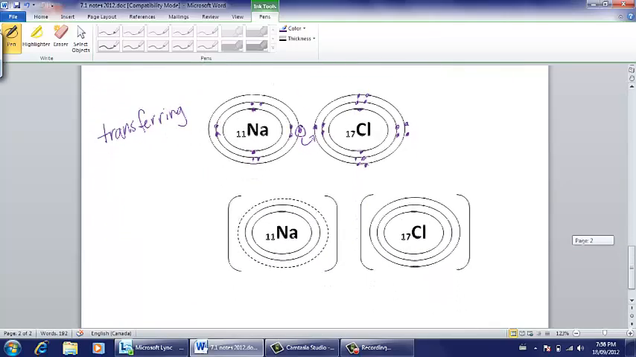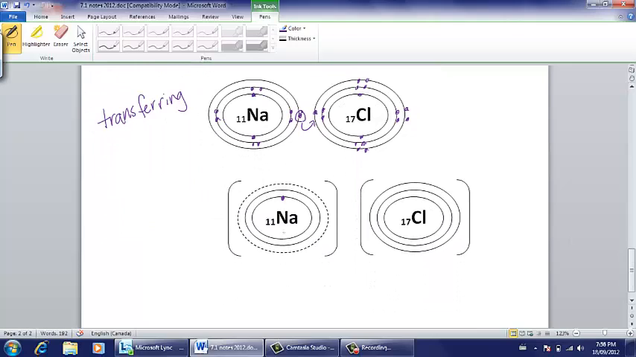The result is a sodium atom, which has lost 1 electron to gain a full outer shell. So this now has a charge of +1. And a chlorine atom, which has gained 1 electron. So I'm going to draw this in here. And this time it will have gained 1 electron to have a complete outer shell. So it now has a charge of 1 negative.